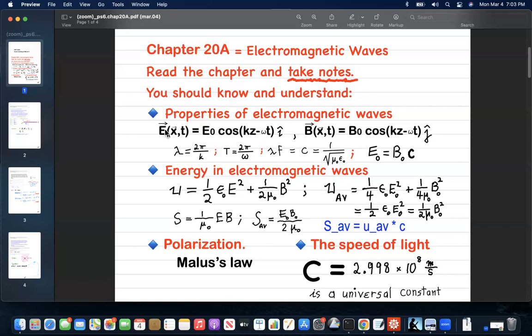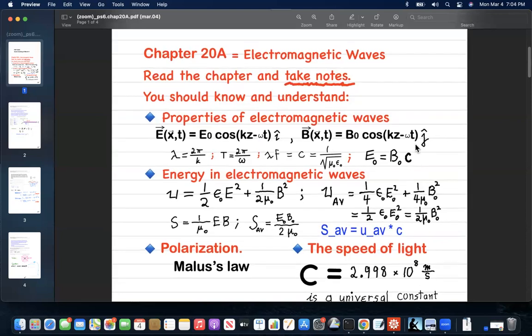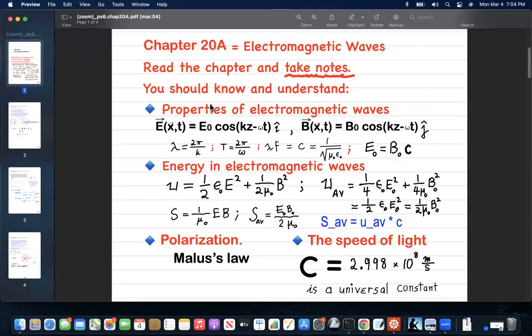There's also a relation between the amplitude of the electric field oscillations and the amplitude of the magnetic field oscillations. It can't be equal because they have different units, but they're proportional, and the constant of proportionality is a universal constant. It's just the speed of the wave. So those are the properties of electromagnetic waves.